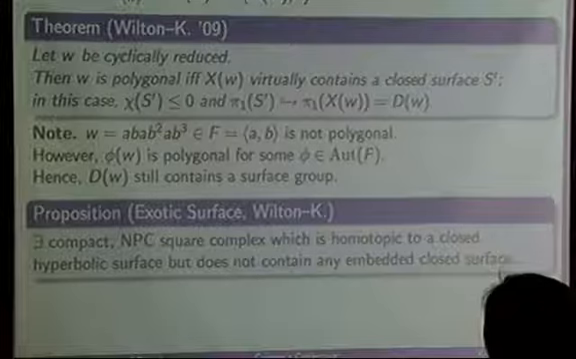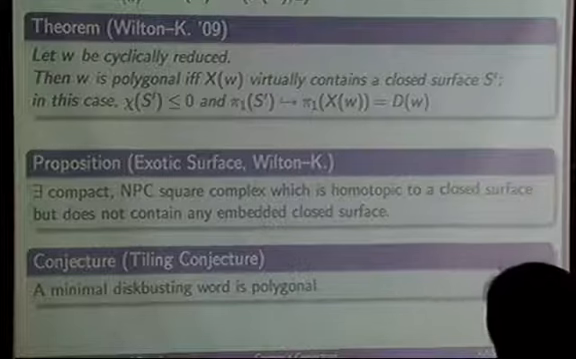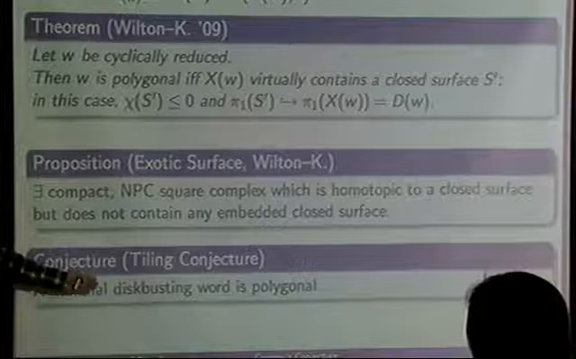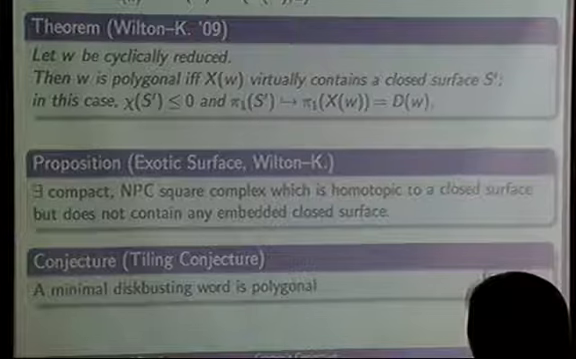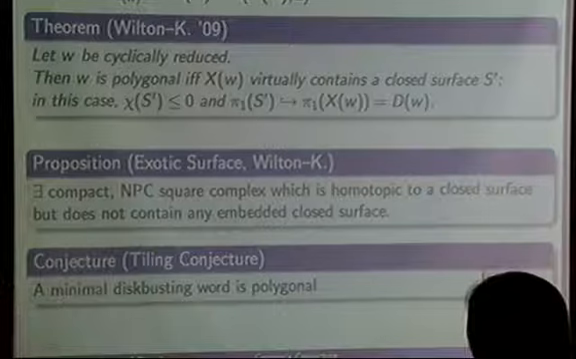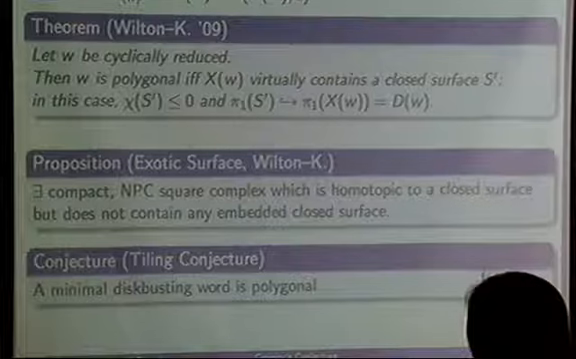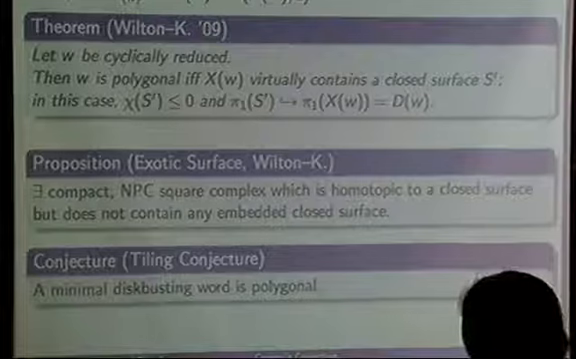So this is some interesting remark, but the real conjecture is the tiling conjecture. So we are interested in only disk-busting words, as you have said. We have interest only in disk-busting words. And the tiling conjecture asserts that any disk-busting word is polygonal. That is the original conjecture, but that turns out to be not true, as you have seen in an example. So we put in minimality. Minimality means the length of the word cannot be further reduced by applying any automorphism of the free group. So if the length is as small as possible, then the tiling conjecture asserts that one can solve the jigsaw puzzle.